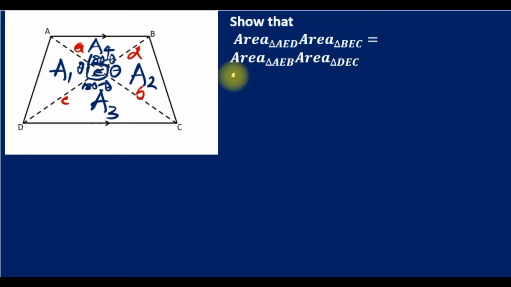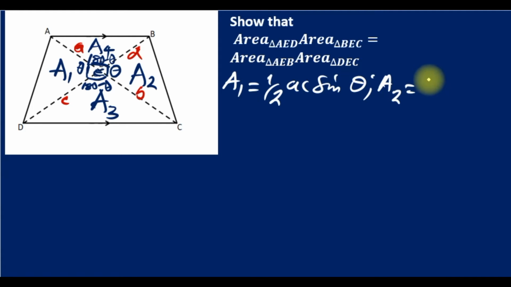So we now see that A1 is half AC sine theta. Do you remember? Area of a triangle given two sides and an included angle. That's it. Again, A2 is half BD sine theta.